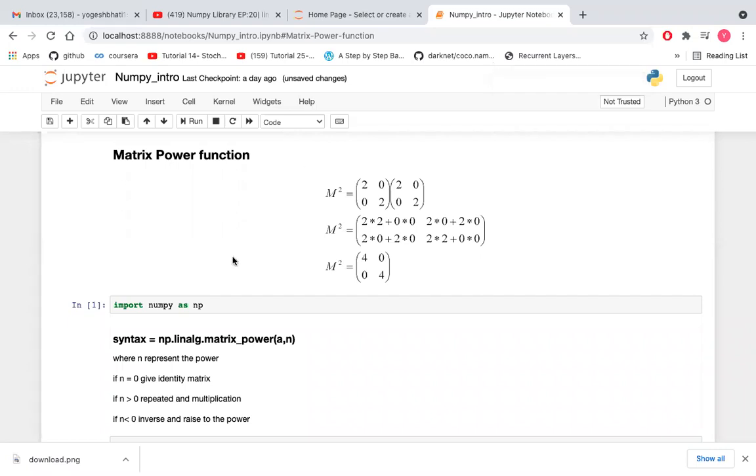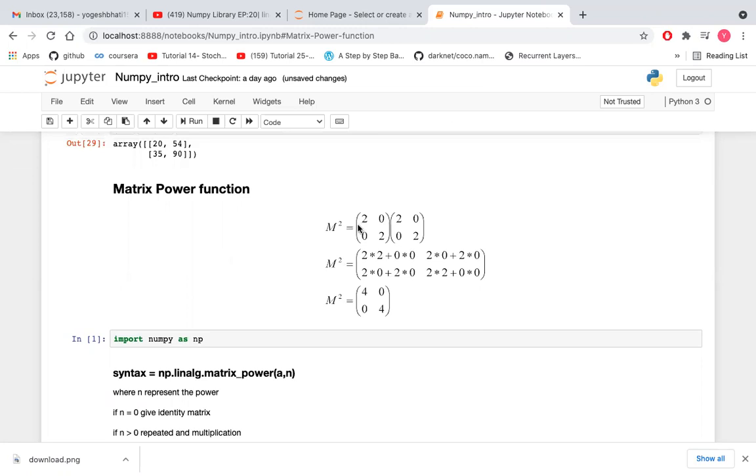Welcome to our channel. Today we are going to discuss the matrix power function in NumPy. First of all, let's understand how the matrix power function works. Here I am taking one matrix as an example, like M equals [[2, 0], [0, 2]], with number of rows equal to 2 and number of columns equal to 2.